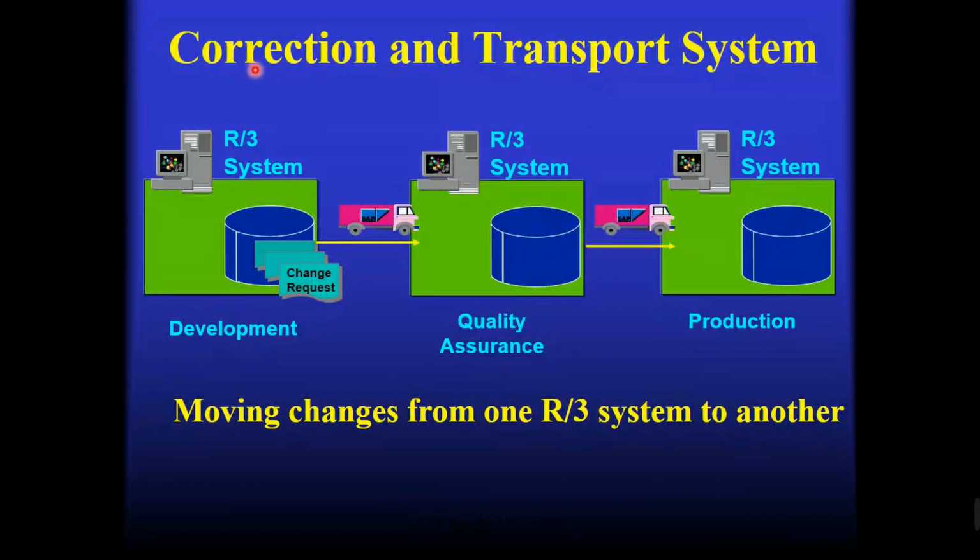Next, how the CTS works. The Correction and Transport System, that means change and transport system or correction and transport system, whatever you say, is maintained like this. First is the development system, where we develop the changes required, then a change request will be generated. That request will come to the quality system, where approval is required from your higher management authority, then they will approve the request. After that it will come to the production system, where the change is actually implemented. So let's move on.